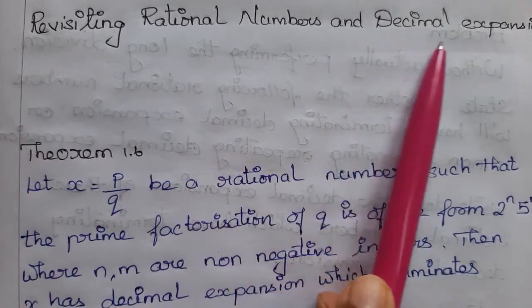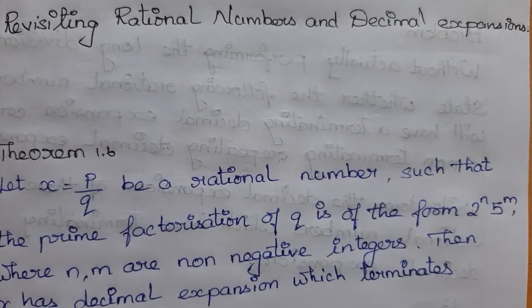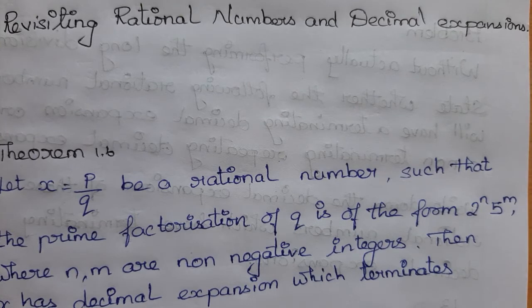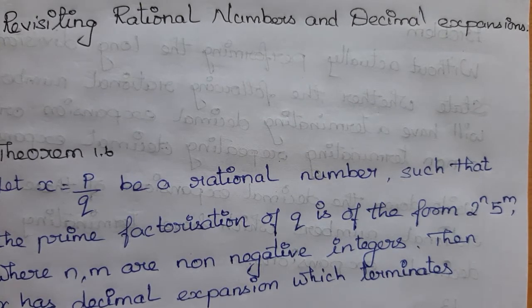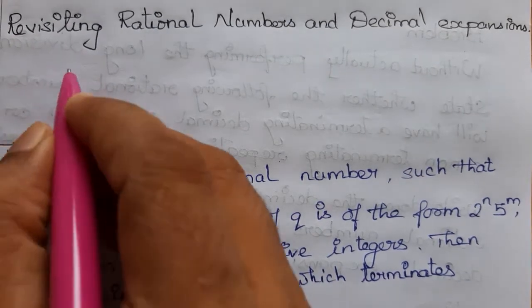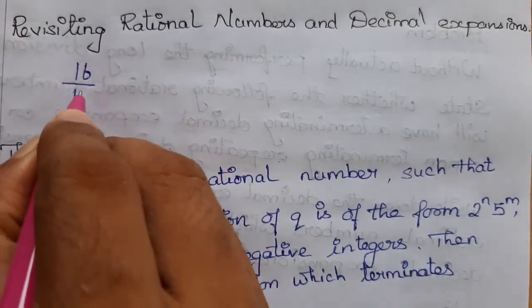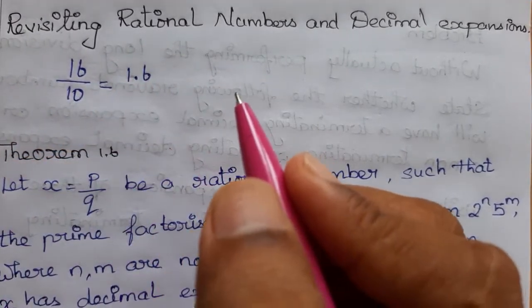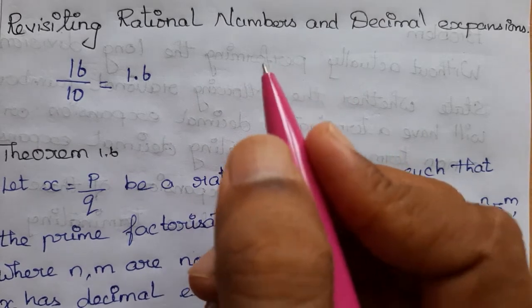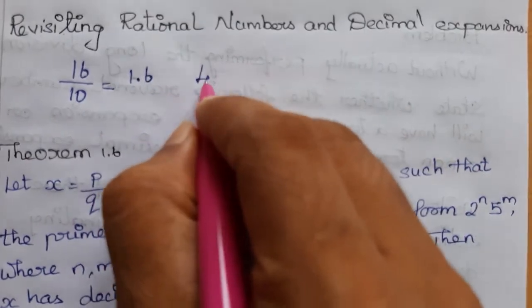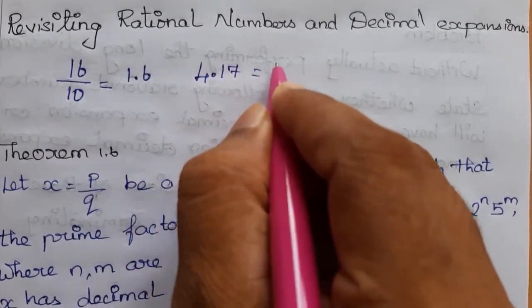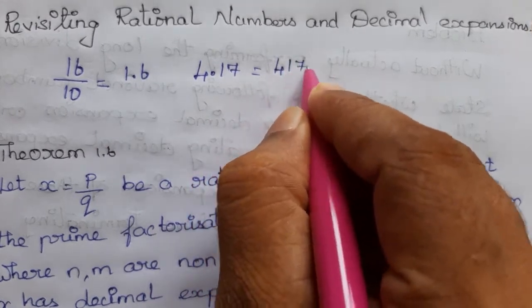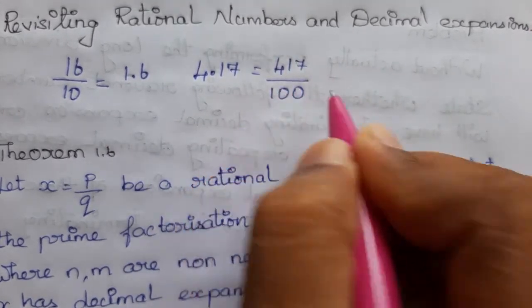Revisiting rational numbers and decimal expansions. We already learned converting rational numbers into decimal expansions and decimal expansions into rational numbers. A few examples we saw: 16 by 10 can be written as 1.6. Even if a number is given in decimal, we can write it as a rational number. If it is 4.17, we can write it as 417 by 100.